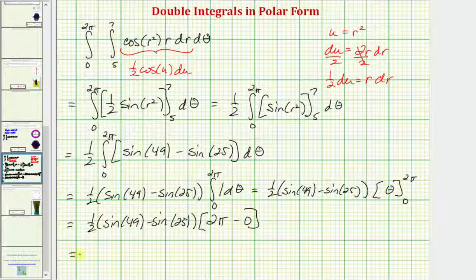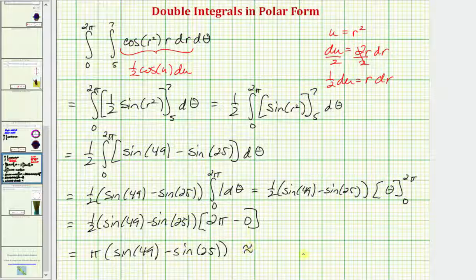So the exact value of our double integral, notice here we have 1/2, and then we have times 2 pi, that'd just be pi. So the exact value would be pi times the quantity sine 49 minus sine 25.